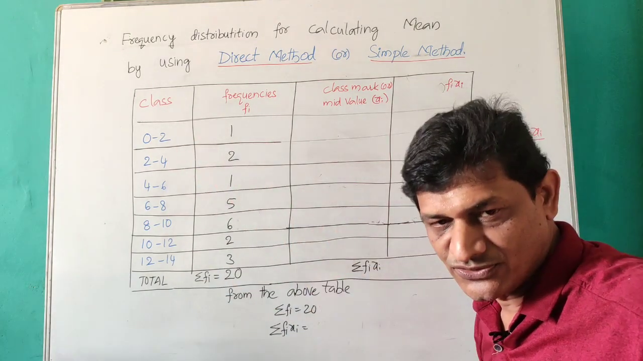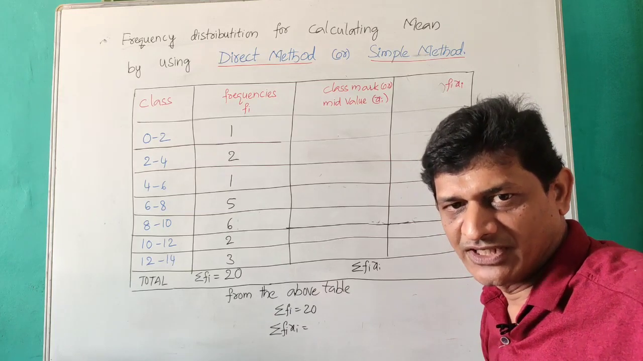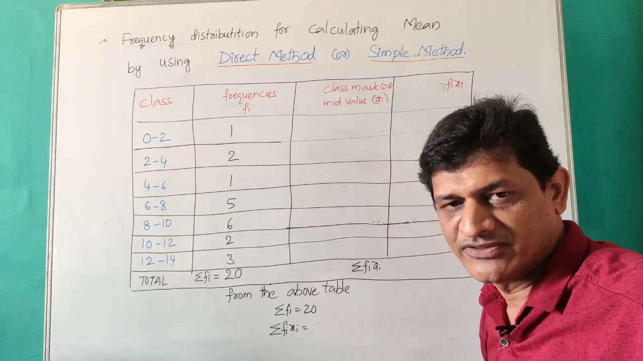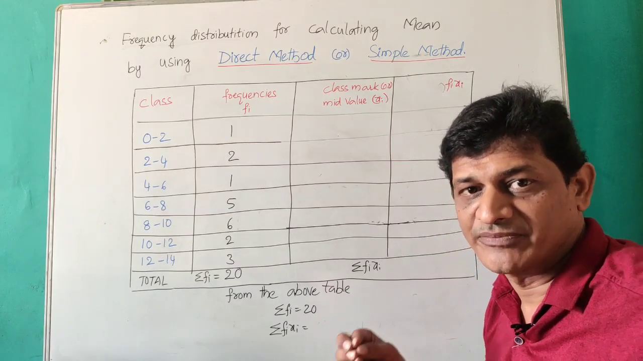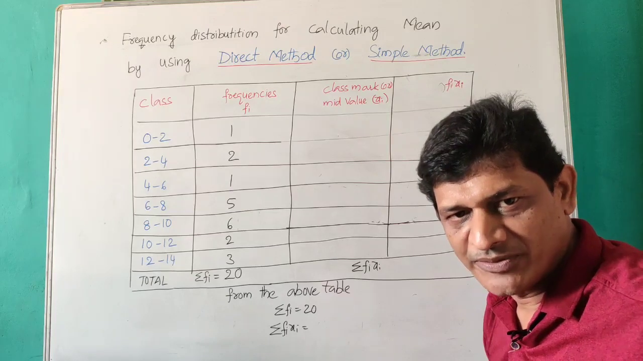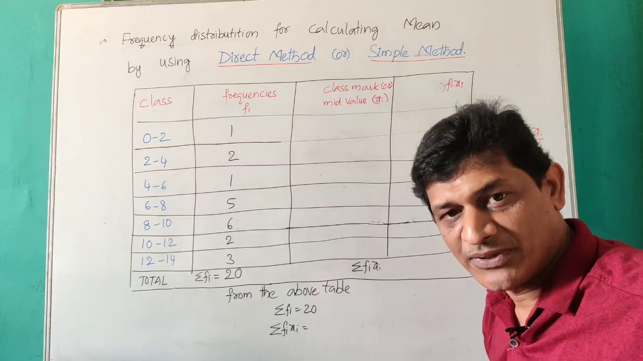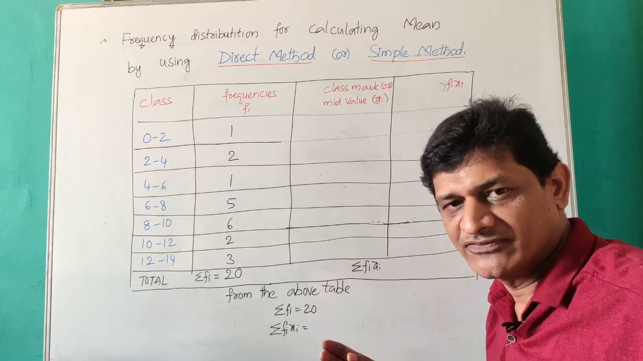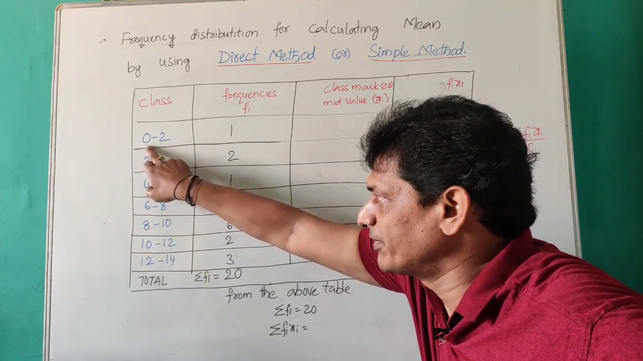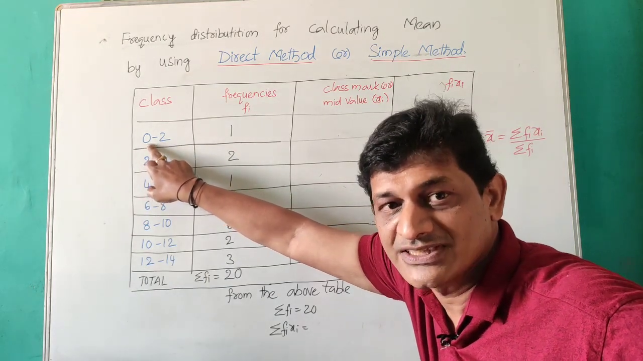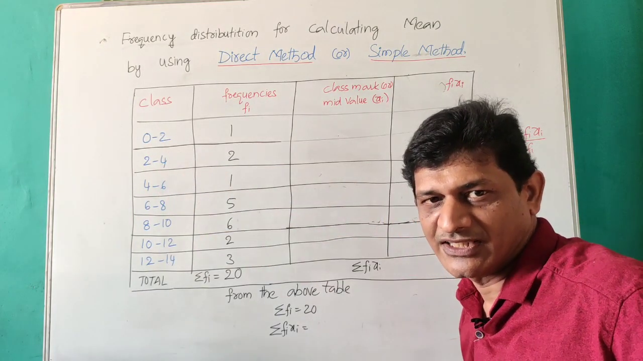Our first class is 0 to 2. I think you know how to calculate the mid value. How do you get the mid value? Mid value is nothing but the average of the lower and upper limits of a class. Lower limit means the starting value of the class. Upper limit means the end value of the class. Suppose you take this class 0 to 2, its beginning value is 0, so this is the lower limit of the class, and this is the upper limit of the class.